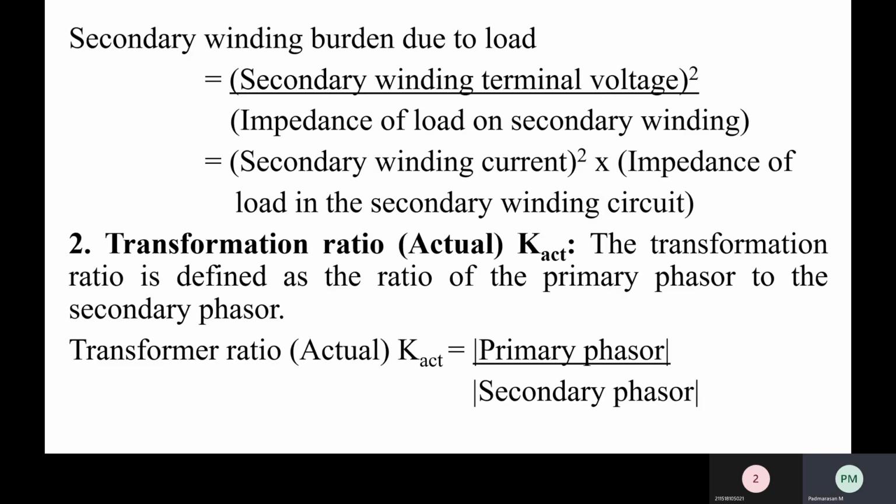Next, secondary winding burden due to load. What does the secondary winding burden due to load mean? It is the ratio of the square of the secondary winding terminal voltage to the impedance of the load on the secondary winding. Otherwise, we can say in another way, it is the square of the secondary winding current times the impedance of the load in the secondary winding circuit.